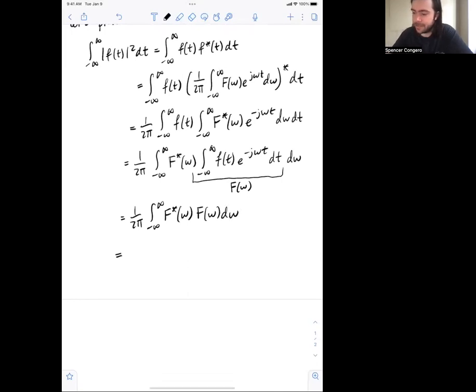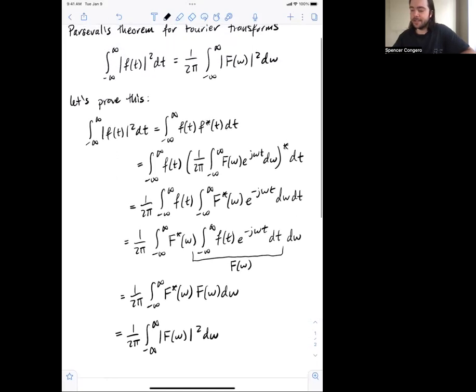And now we use the same thing we did in the first step and say, all right, F of omega times F conjugate of omega, that's just the magnitude of F of omega squared. And there it is. So that's Parseval's theorem.